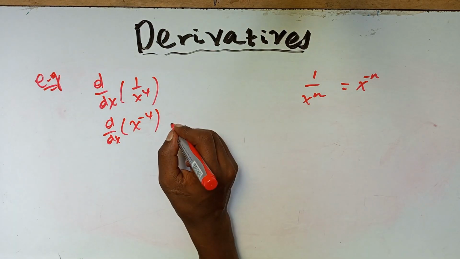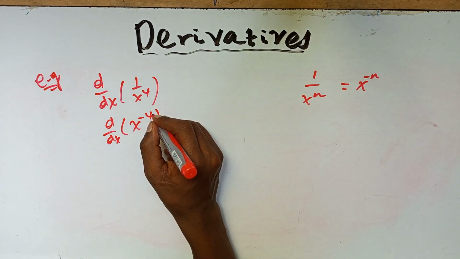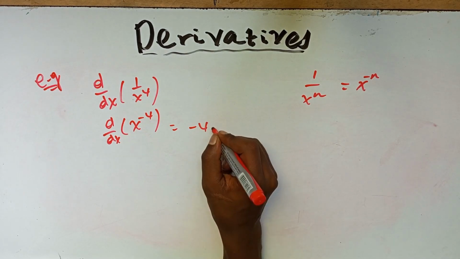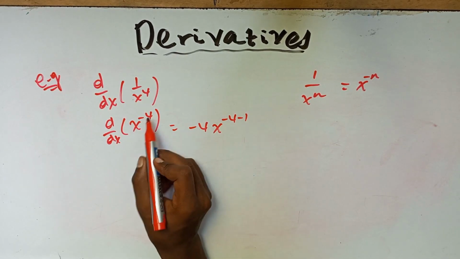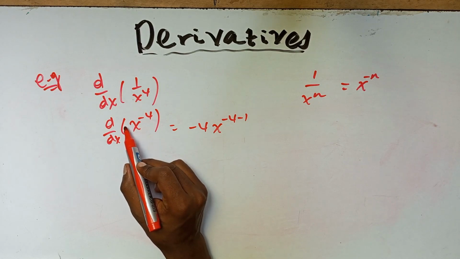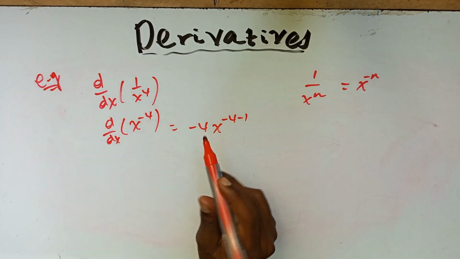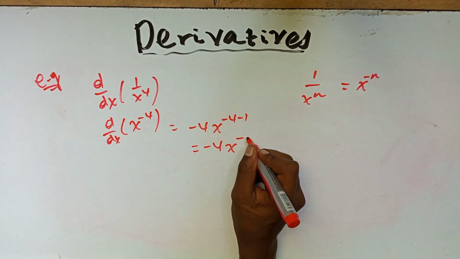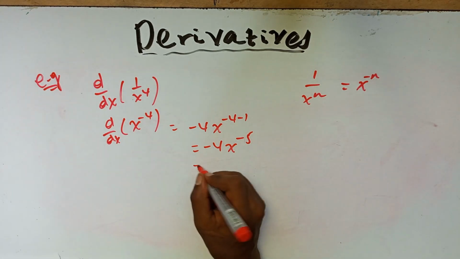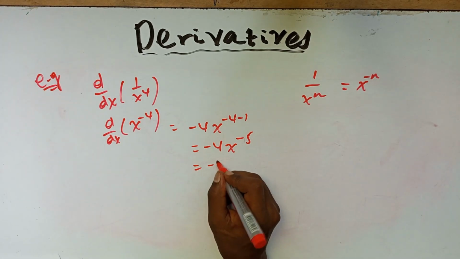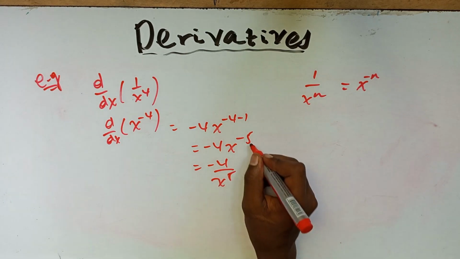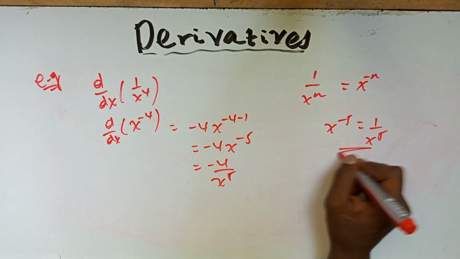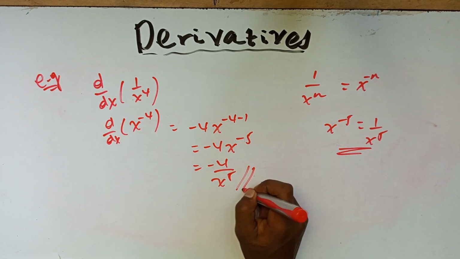So what we are going to do next is subtract 1 from the power of minus 4. What we are left with is minus 4 x to the power of minus 4 minus 1. We take the power in front of x and we subtract 1 from minus 4, so we are left with minus 4 x to the power of minus 5. When we simplify further, x to the power of minus 5 equals 1 over x to the power of 5, so minus 4 over x to the power of 5 is the final answer of this question.